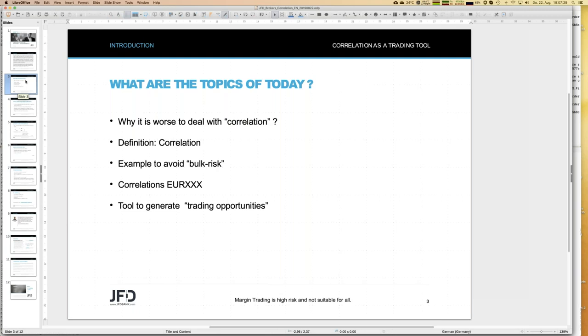Additionally, we need a slope later, some momentum, in order to see: do we have a momentum in one direction? Then we can derive trades just out of the correlation of those Euro Forex pairs and some slope or momentum. And then we have everything we need to know in order to set up some trades. That is indeed the tool to generate trading opportunities. Okay.